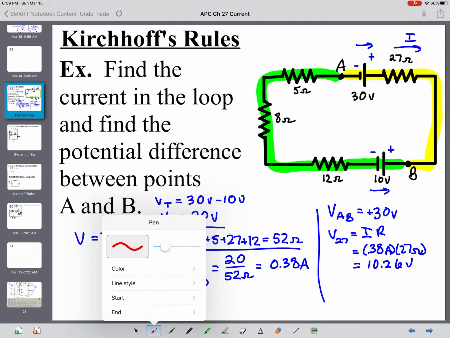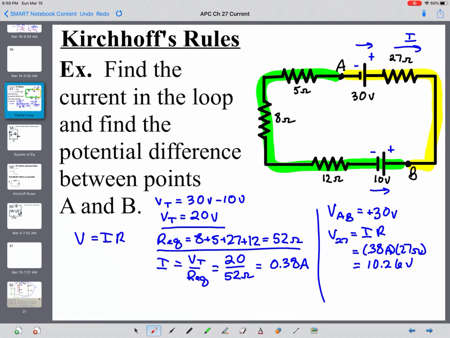So then I'm going to put that along with my 30 up top minus 10.26 volts. So working from A to B, we have an increase due to the battery. We have a decrease due to the 27 ohm resistor. So then our voltage between A and B will give us about 19.74 volts. Had we gone the other way and gone counterclockwise through the green path, we would have gotten the same value plus or minus some rounding.